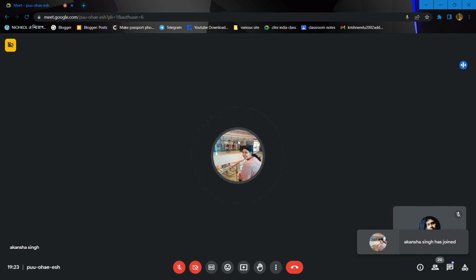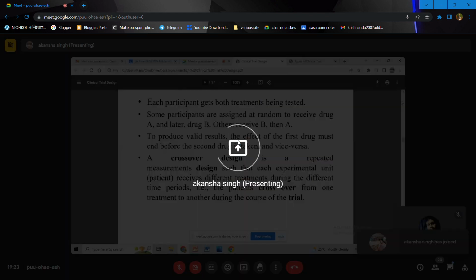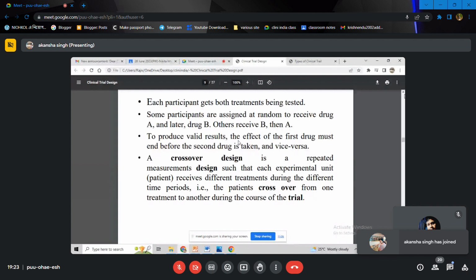Okay, so the same explanation is given over here. There will be a switch off, like each participant will get both the treatments being tested. Some participants are assigned at random to receive drug A, later drug B, otherwise they will receive B, then A. To produce a valid result, the effect of the first drug must end before the second drug. So we have a washout period.